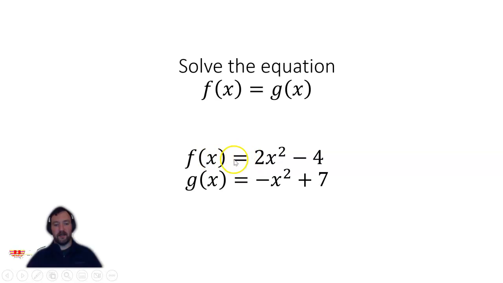And here I see the two algebraic forms of the pattern, the functions, 2x squared minus 4 and minus x squared plus 7. So what I could do is look at each of them separately and graph each side of the equation. And then all I have to do is see where the two graphs touch. And it's literally as easy as that.